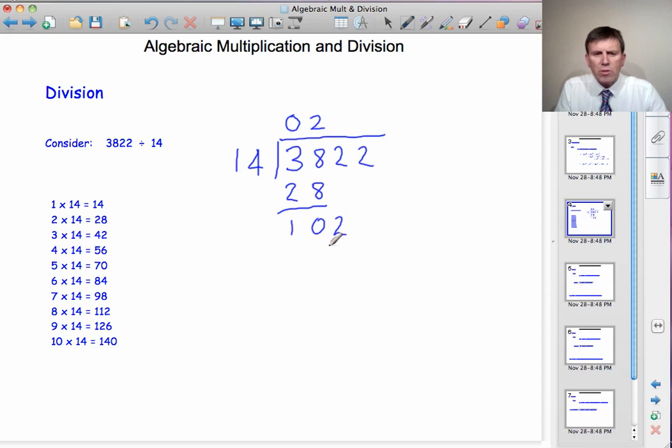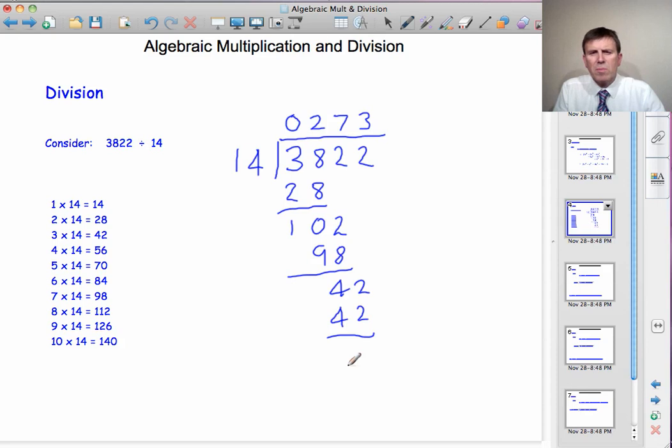Now, how many 14s in 102? Answer 7 14s and 98, and we subtract to see what's left. 102 take away 98 is 4. Bring down the next figure. How many 14s in 42? We see that's exactly 3. 3 14s are 42, and there's no remainder. So the answer when 3,822 is divided by 14 is 273.